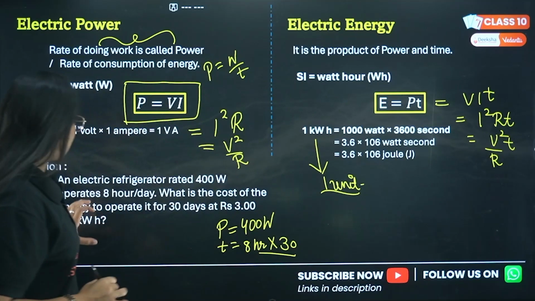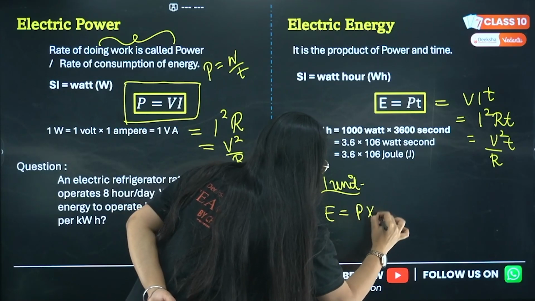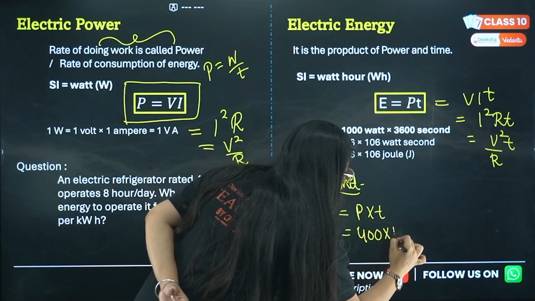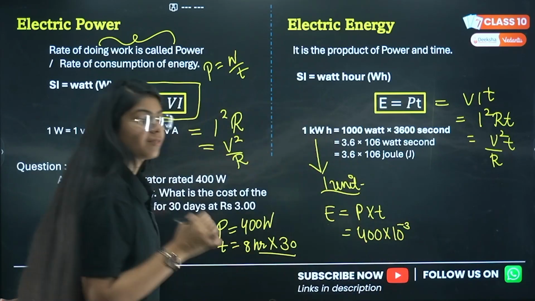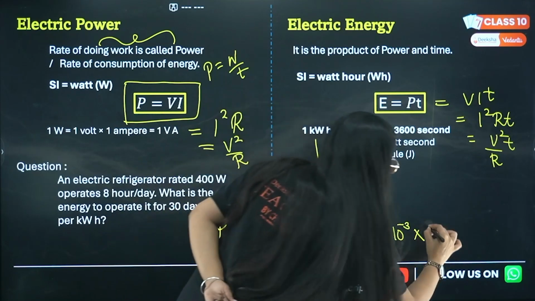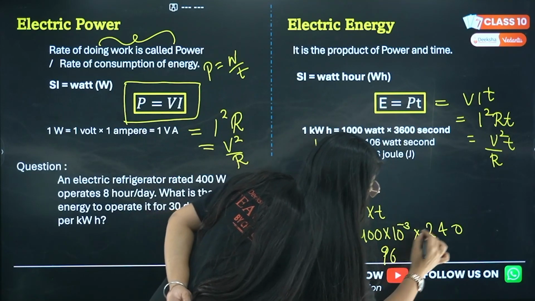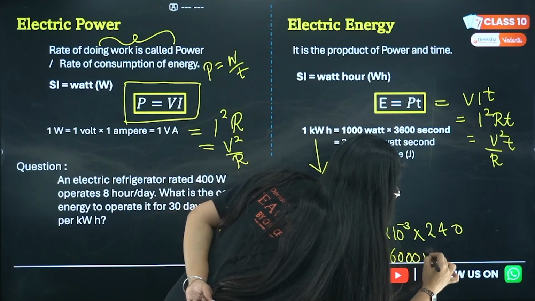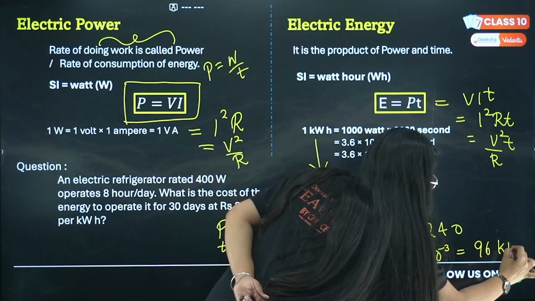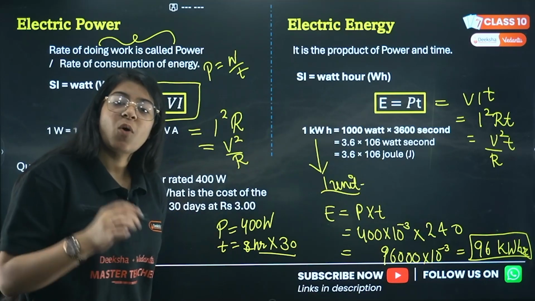So electrical energy will be what? We have to calculate electrical energy. Electrical energy will be power into time. Power is 400, but we have to convert it into kilowatt first. Very important. Convert it into kilowatt first, and then 8 into 30 will be 240. And this will be 96000 into 10 raised to power minus 3. That will be 96 kilowatt hour. So energy comes out to be 96 kilowatt hour.